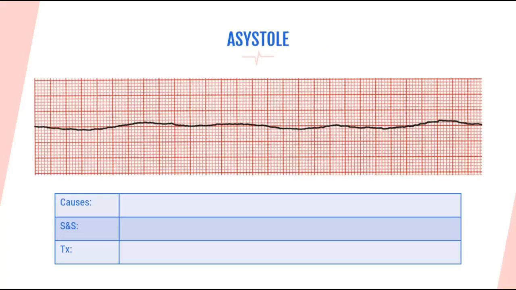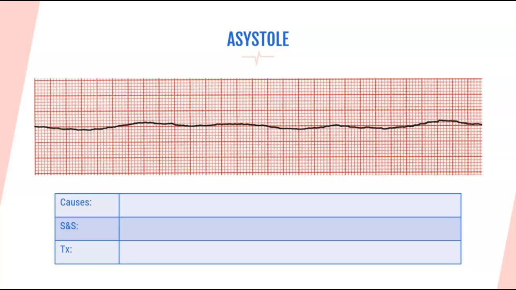Asystole is complete absence of electrical activity of the ventricles. You might sometimes see the atria contract and a P wave, but there is not a QRS complex that follows. This is also known as flatline. The cause includes myocardial hypoxia, untreated V-fib, and severe hyperkalemia. Signs and symptoms are full cardiac arrest, so no pulse, no breathing, no blood pressure.